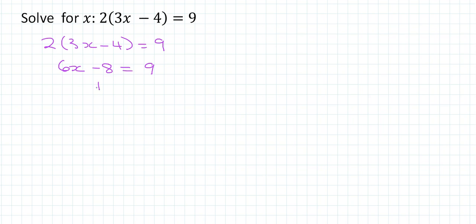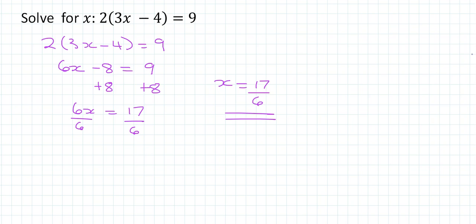So now we're going to isolate. We're going to move the 8 off of the left hand side: plus 8, plus 8. 6x equal to 17. We divide both sides by 6. And so x is equal to 17 over 6.